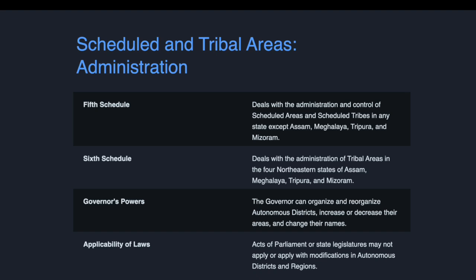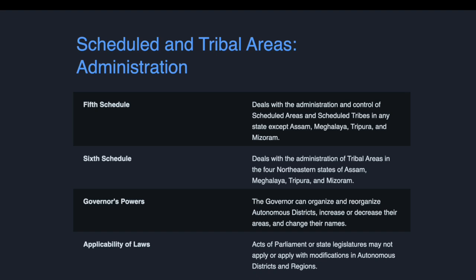Now we will see what is the fifth schedule. It deals with the administration and control of scheduled areas and scheduled tribes in any state except Assam, Meghalaya, Tripura and Mizoram. The sixth schedule deals with the administration of tribal areas in the four northeastern states of Assam, Meghalaya, Tripura and Mizoram. Ladakh is also demanding this.